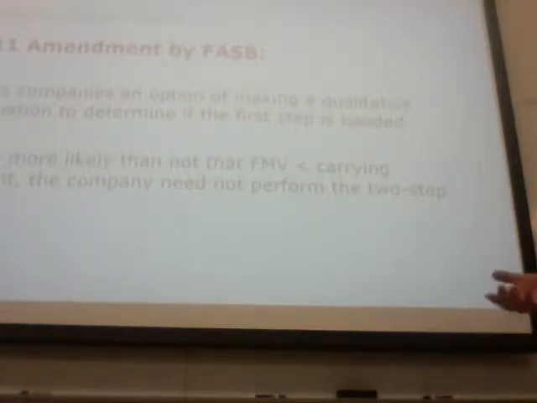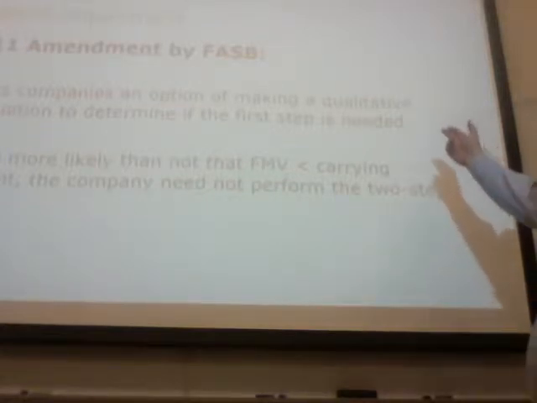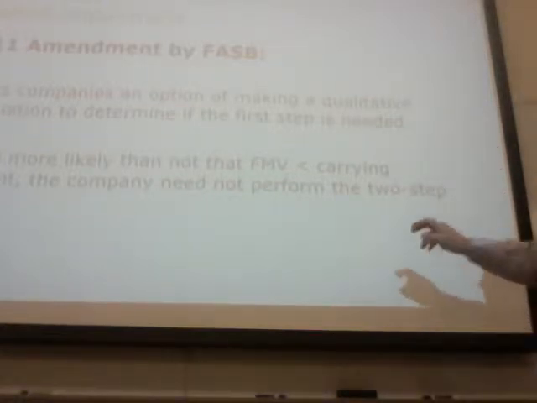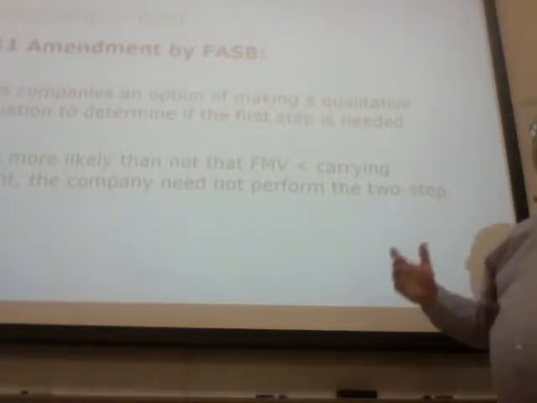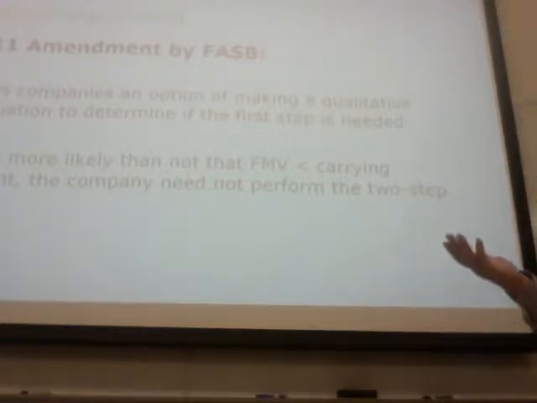There was a 2011 amendment by the FASB that gives a company the option of making a qualitative evaluation to determine if the first step is needed. If it's more likely than not that the fair market value is less than the carrying amount, the company need not perform the two-step test. So they're simply saying, if it looks like the reporting unit is at less than its fair value, just go ahead and go directly to evaluating the impairment. You don't necessarily need to do the two-step test.